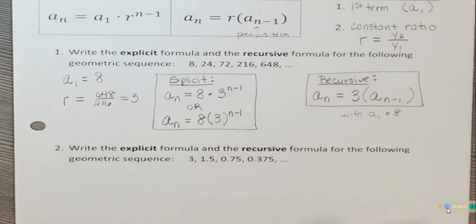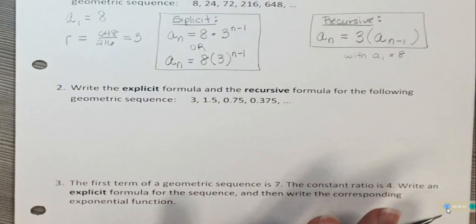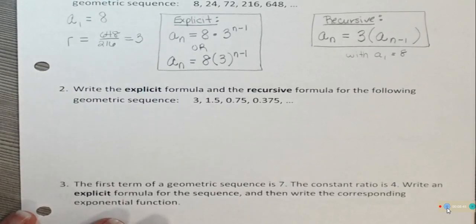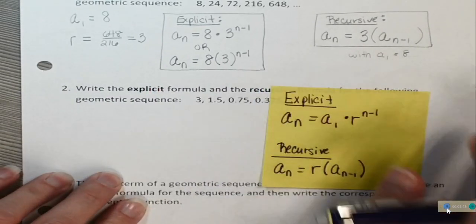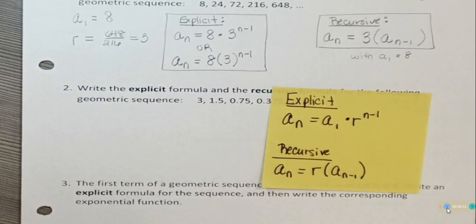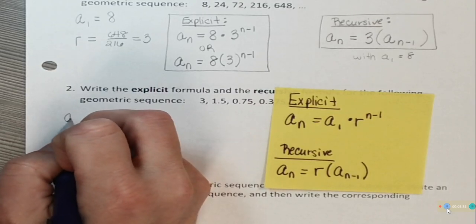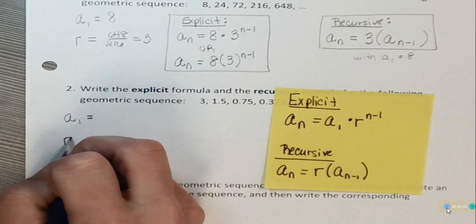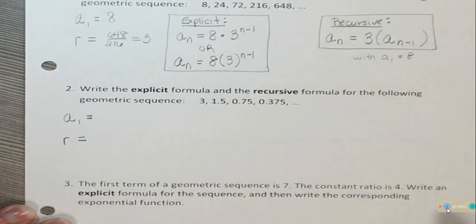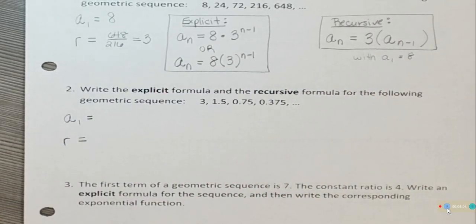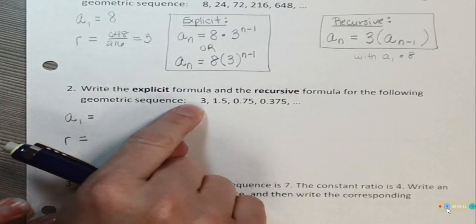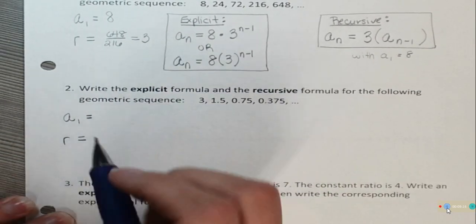All right. Example 2 says, write the explicit formula and the recursive formula for the following geometric sequence. So, here are my formulas. What do I need to write and use both of my formulas? I have to know 2 things. What are those 2 things? First term and constant ratio, what I'm multiplying by. So, if you had to tell somebody who was absent or confused where they're going to find the first term, where do you find the first term? It's the very first number. When you start the sequence, you read left to right, your very first term is 3.